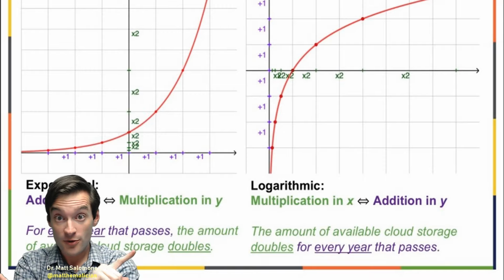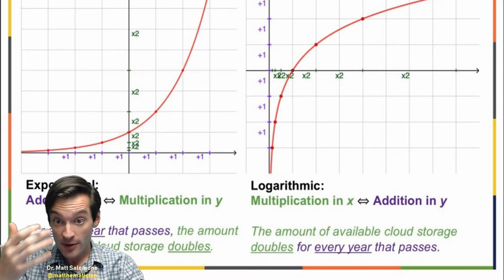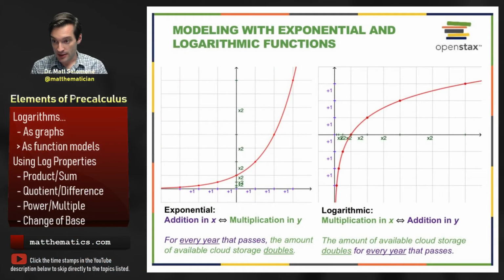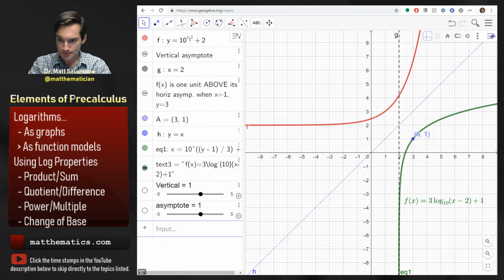It's just that we've reversed the roles of x and y, and we've flipped the graph across the line y equals x. So hopefully not too many surprises happening here. As soon as you understand how exponential functions model changing behavior, logarithmic functions model changing behavior in exactly the same way, the only difference being the roles of input and output are turned around.